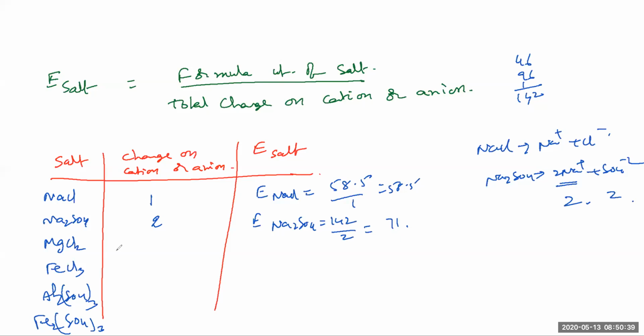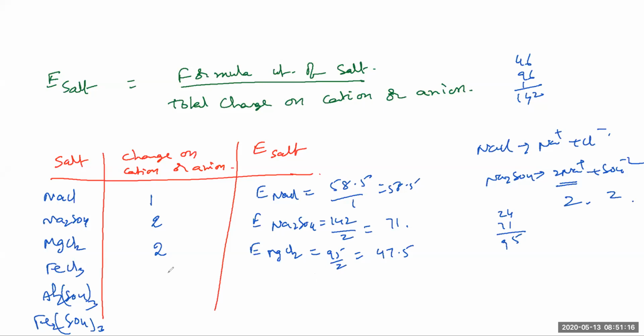Magnesium chloride. What is the charge on cation or anion? Take 2 only. That means the N factor is 2. Equivalent mass of MgCl2 is equal to magnesium 24 plus 71, that is 95. 95 by 2 is 47.5.